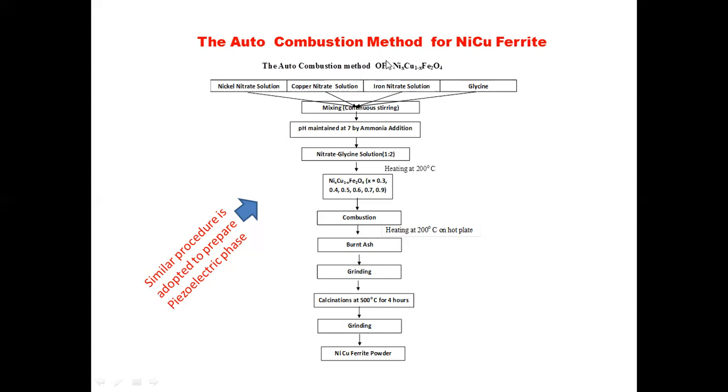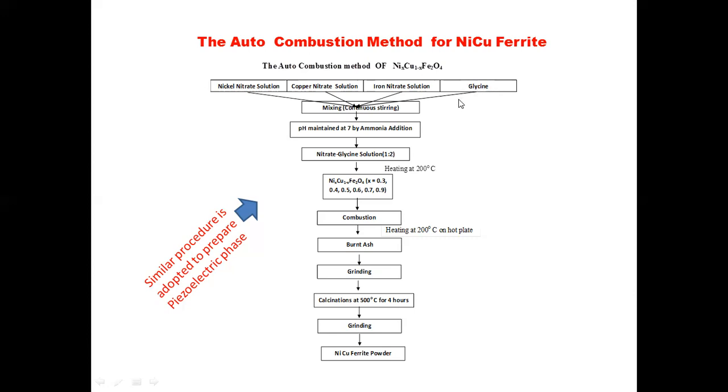So to synthesize this nickel copper ferrite, just as an example, by the combustion method, what you need are the nickel nitrate solution, copper nitrate solution and iron nitrate solution as the three metal nitrates, and these are called the oxidizers. You need a fuel to burn these three metal nitrate solutions, and for that glycine is used as a fuel.